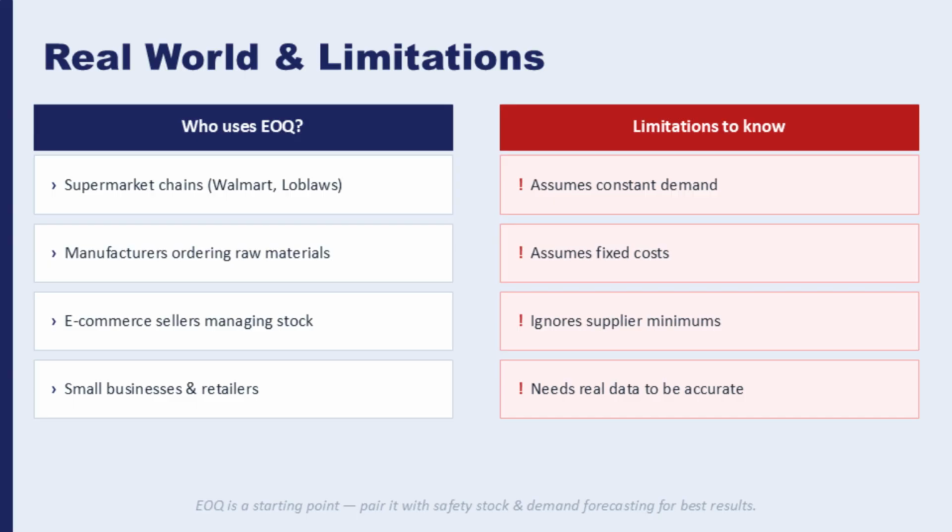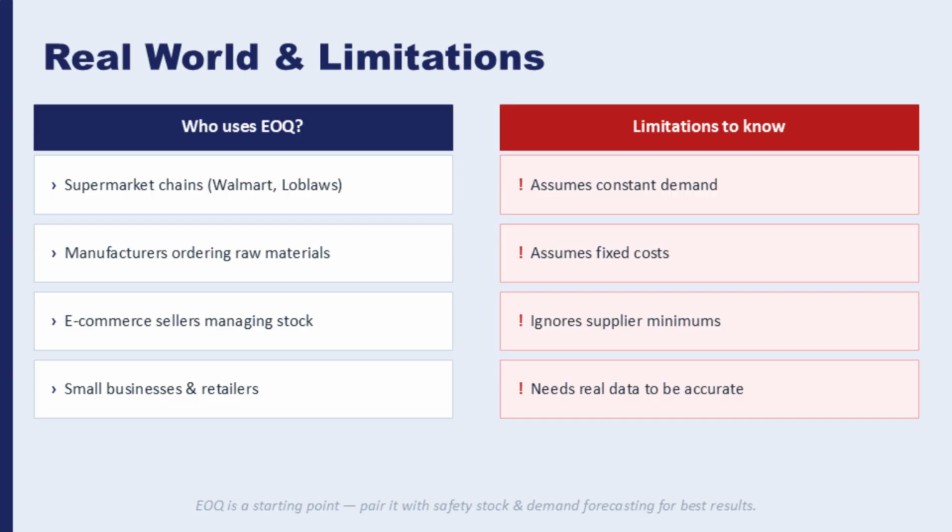Or think about a manufacturer. If they order raw materials too often in small batches, they're paying transaction fees constantly. EOQ helps them find the order size that keeps production running without bleeding money on ordering costs. Even small business owners, a bakery, a retail shop, an e-commerce seller can use EOQ to make smarter buying decisions. The core idea is simple. Stop guessing. Let the math guide your ordering decisions.